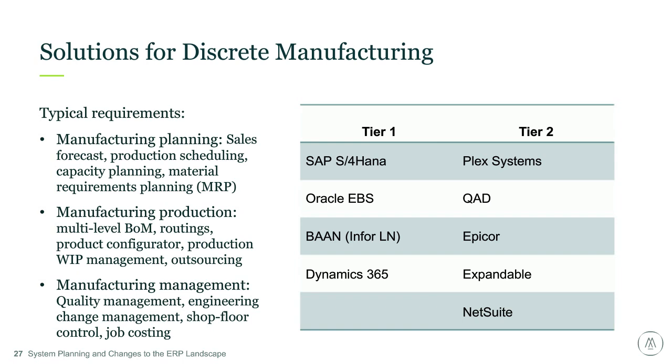For Tier 2, some of the systems we see often include Plex Systems, a small vendor based out of Michigan that does well with heavy industries. We see QAD. This vendor is based out of California and has made a conscious decision to target the manufacturing sector, and it does well among smaller organizations with discrete and sometimes process manufacturing needs. Epicor does well here too.